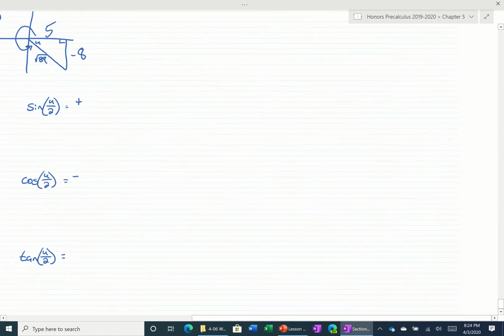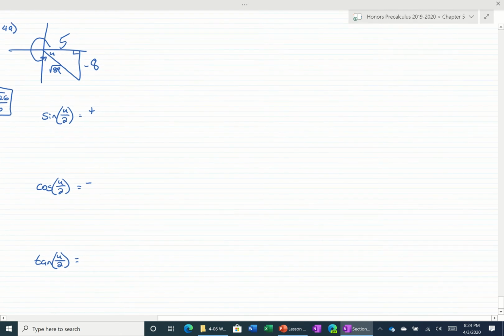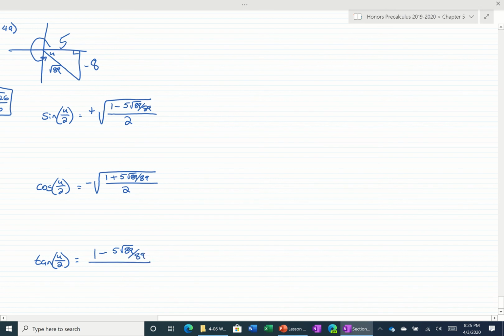All right, so now let's figure this out. For number 49, the formula for sine is the square root of 1 minus the cosine over 2. For cosine, it's going to be the square root of 1 plus the cosine over 2. And for tangent, I'm going to use the formula 1 minus the cosine over sine.